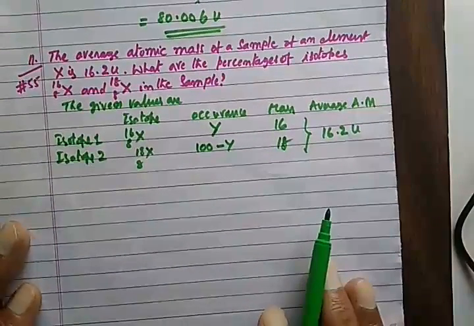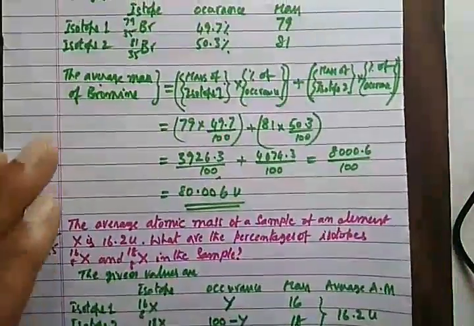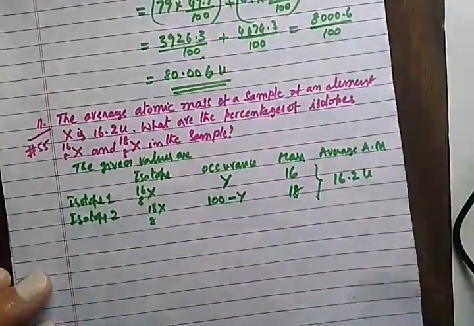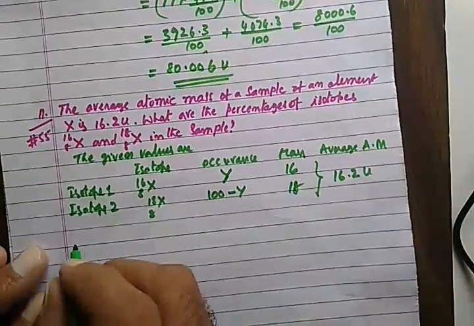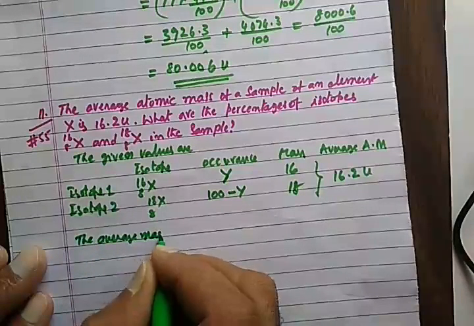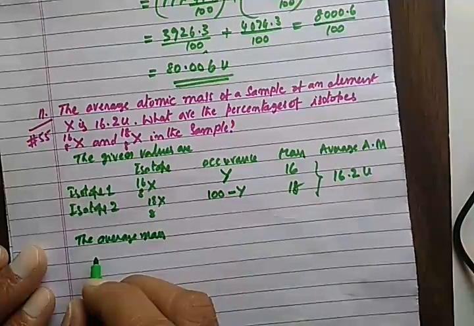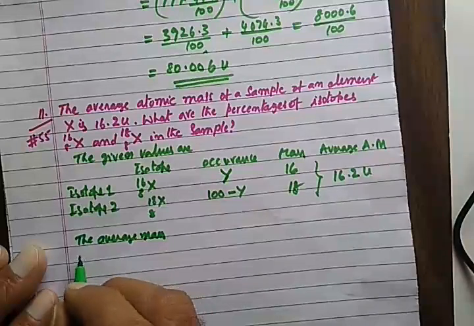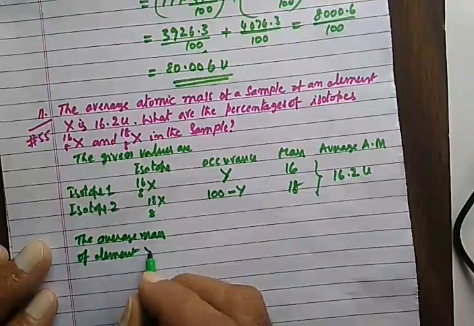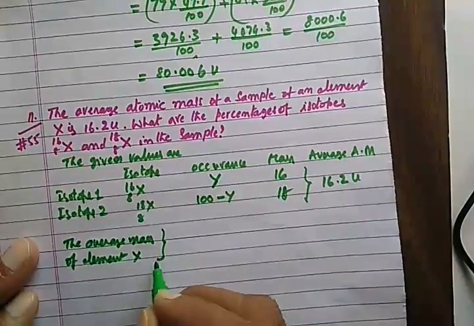Okay. Then I will avoid writing this equation. Same equation I will follow here also. The average mass of element X. Okay. Straight away I will apply.